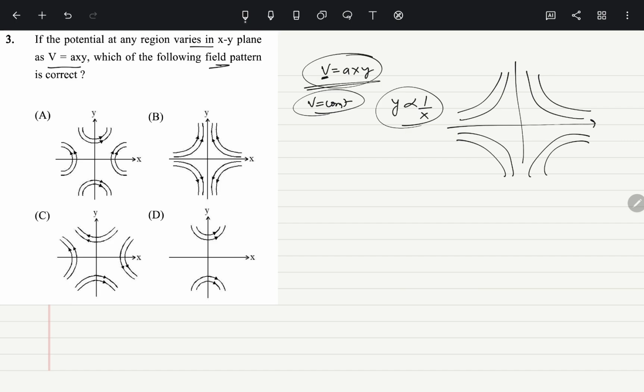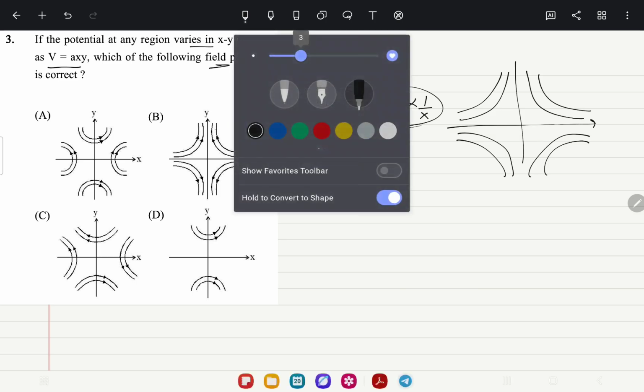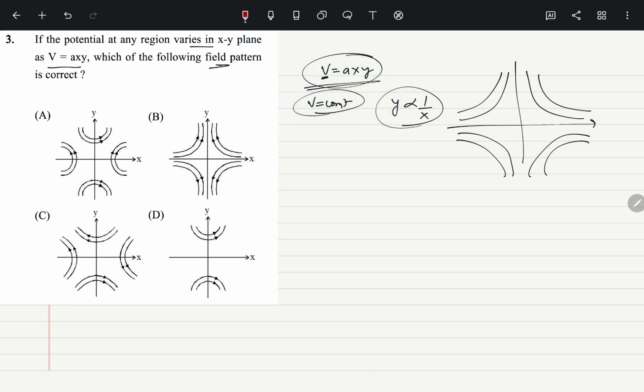Those must be perpendicular to it. So how can we draw these field lines? So we can see now the field lines. I'll just change the color. So field lines will be, see, I'm drawing the lines which are perpendicular to these. Okay, so field lines will be like this. See, all these field lines are perpendicular to the equipotential surfaces.